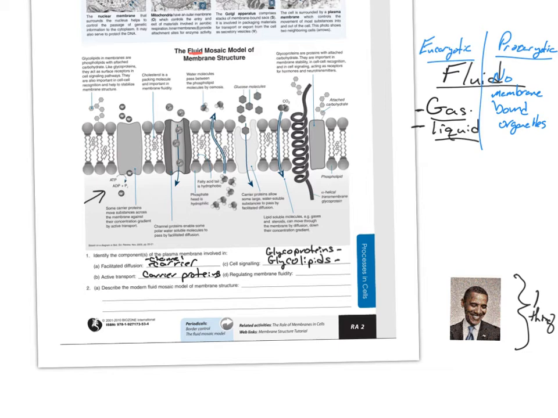Now we have regulating membrane fluidity. What helps with increasing or decreasing cell fluidity? That's cholesterol. The more cholesterol you have in there, the more fluid the membrane. The less cholesterol, the more stiff the membrane. So cholesterol is the answer there.